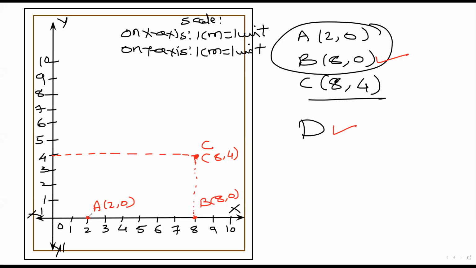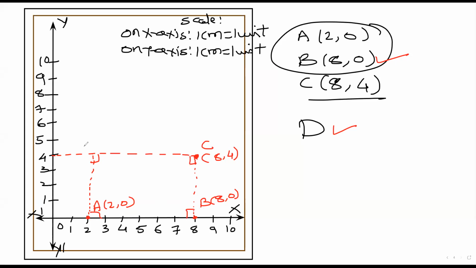Absolutely. D 2, will be 4. Correct. D will be above A. So you have to take your scale and put it on A and draw a vertical dotted line. See, a rectangle has all four angles as 90 degrees, right? Is that correct? Yes, sir. Correct.